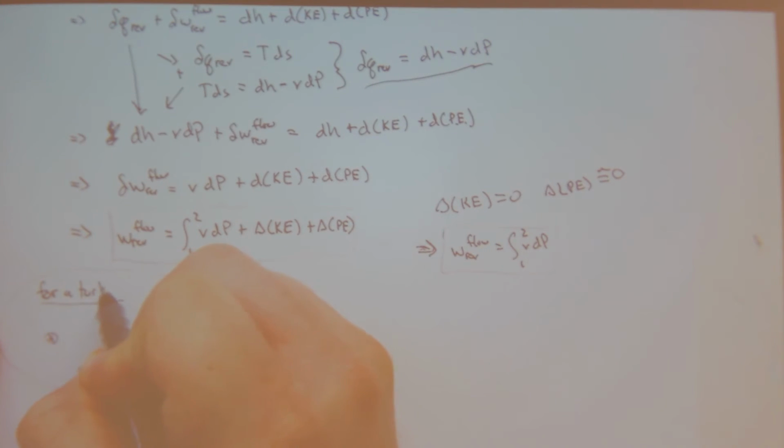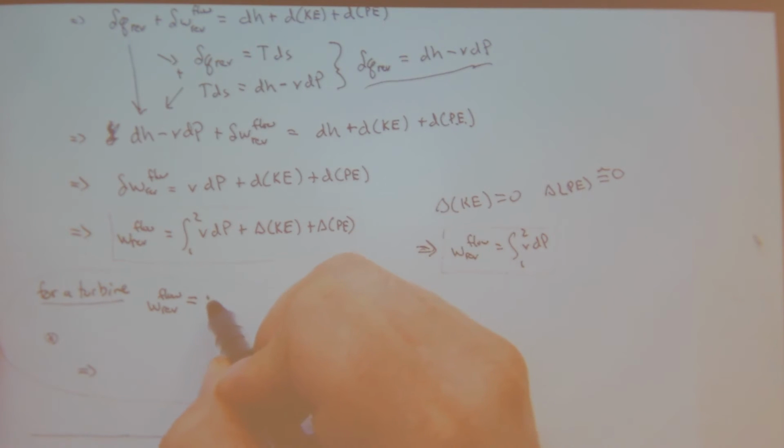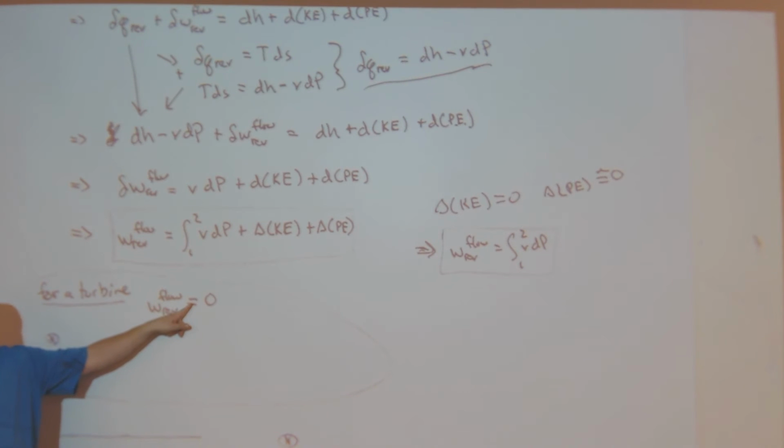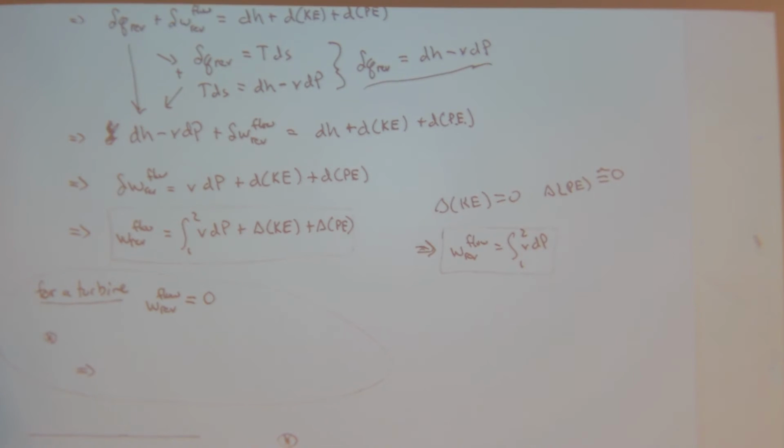For a turbine, I'm going to make this less than or equal to or greater than or equal to, and I want you guys to tell me which one it should be. So, turbines do what? Generate power, work per unit time, right? So for a turbine, what should this be? Greater than or equal to 0 or less than or equal to 0? Less than or equal to 0?